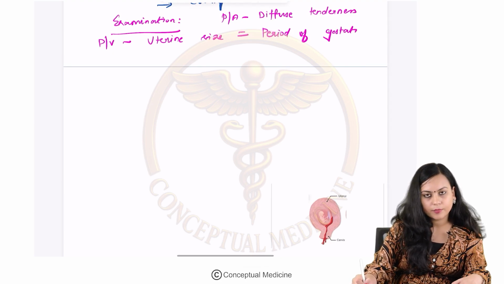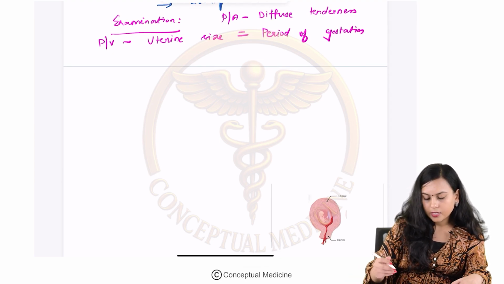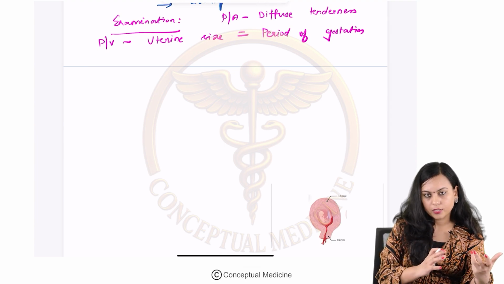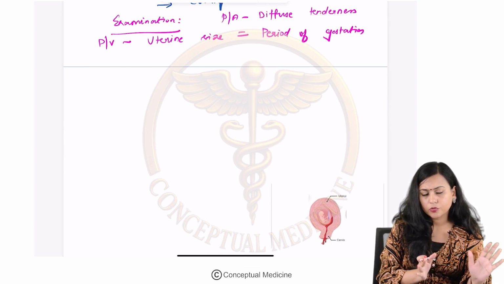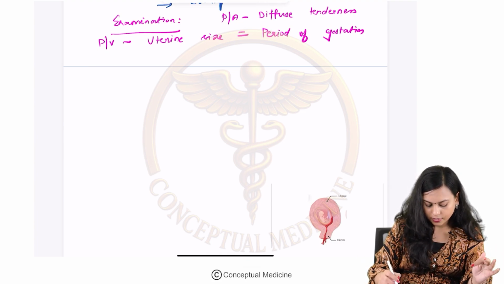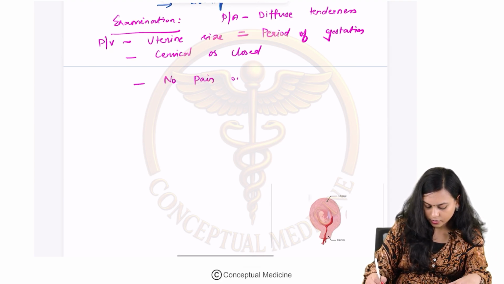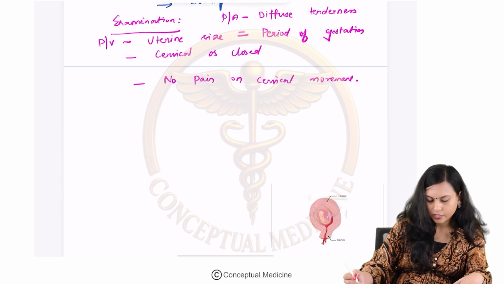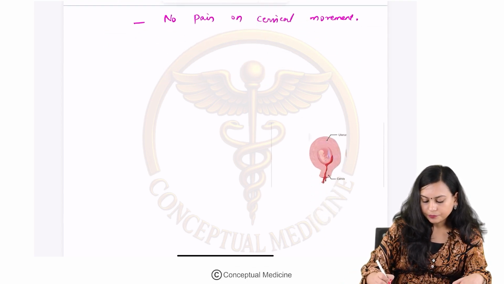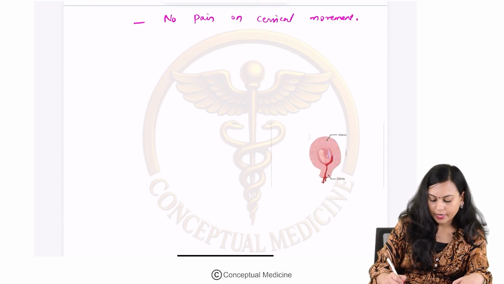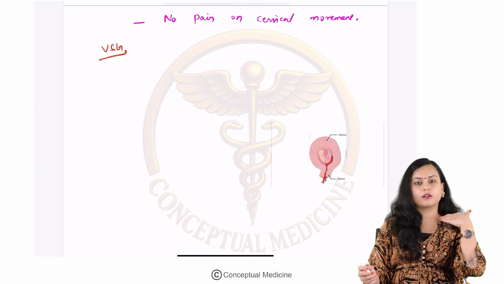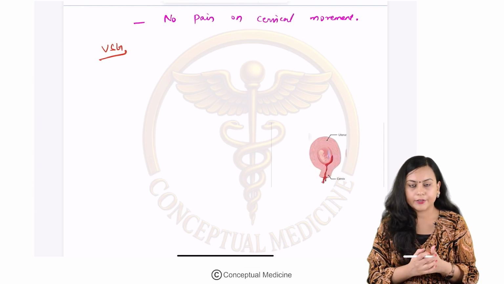because nothing has happened, only the bleeding has come out, right? Whatever products have formed are going to be inside the uterine cavity only. So the uterine size will correspond to the period of gestation, and remember the cervical os will also be closed. There will be no pain on cervical movement if you do a per-vaginal examination. Whenever threatened abortion is happening, or any kind of bleeding in early pregnancy, we are going to follow it up with the ultrasonogram also.